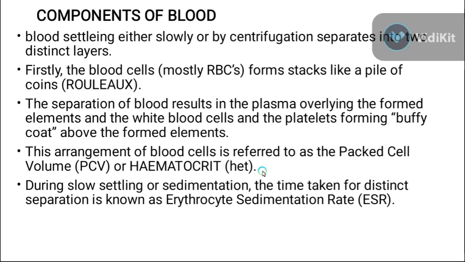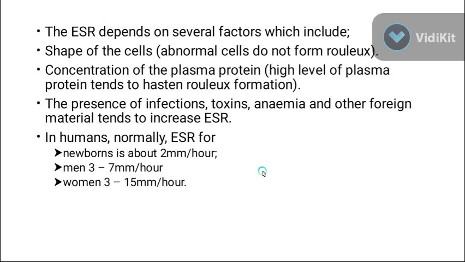During slow settling or sedimentation, the time taken for distinct separation is known as erythrocyte sedimentation rate, ESR. The ESR depends on several factors which include shape of the cells. Abnormal cells do not form rouleaux. Concentration of the plasma protein. A high level of plasma protein tends to hasten rouleaux formation. The presence of infections, toxins, anemia and other foreign material tends to increase ESR.